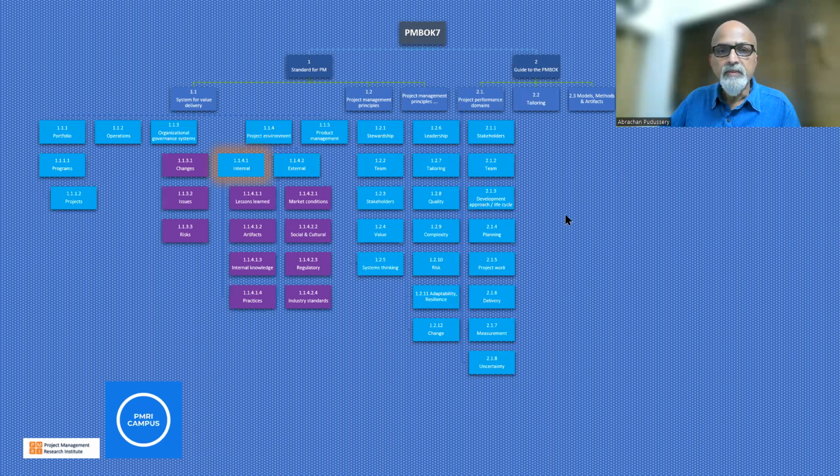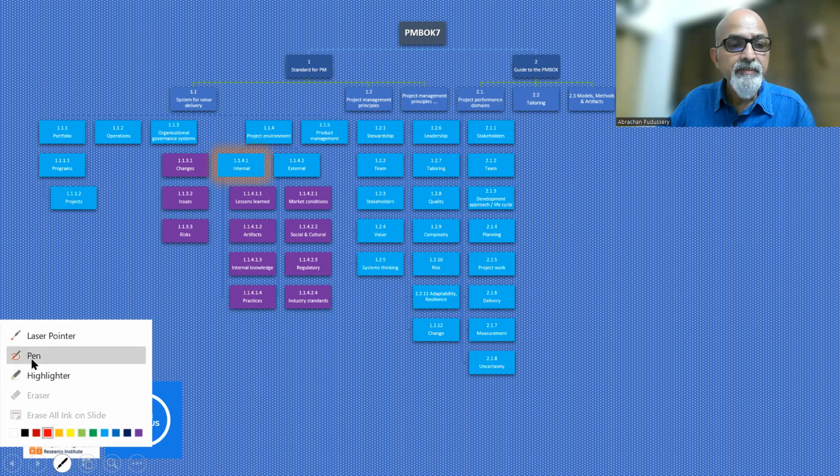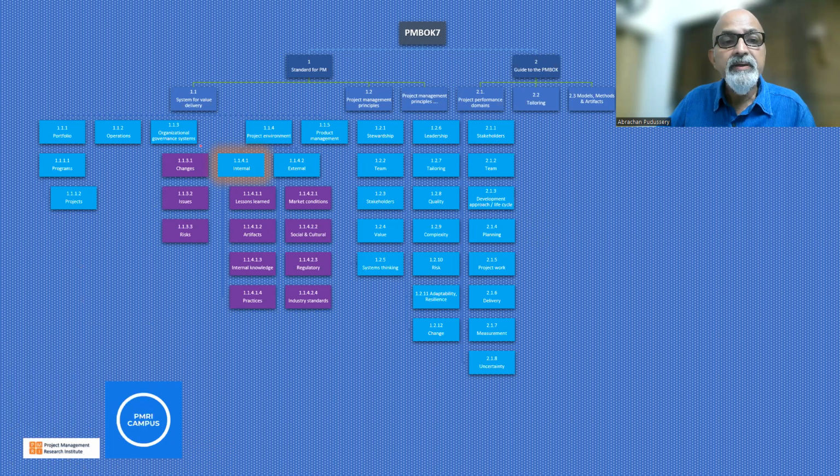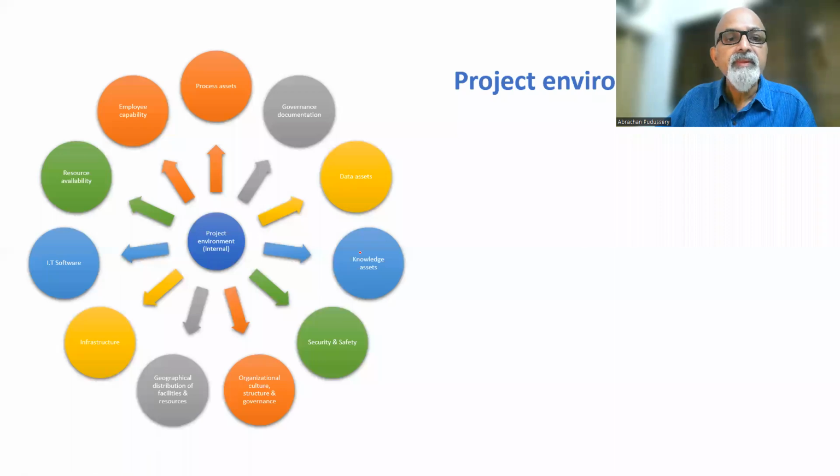In today's video, let us try to understand the internal factors that are affecting the project's execution. Let me switch on the pen. So today we are discussing the internal factors that are affecting the project's execution. Now here, if you see, these are some of the examples of the internal factors that can affect the project.